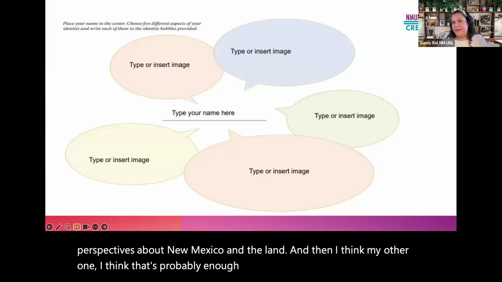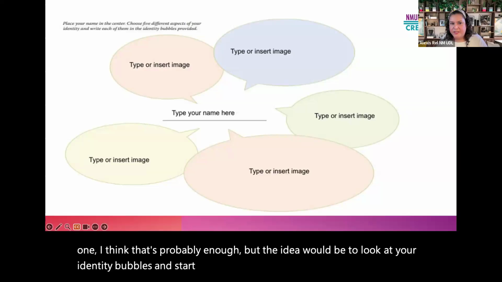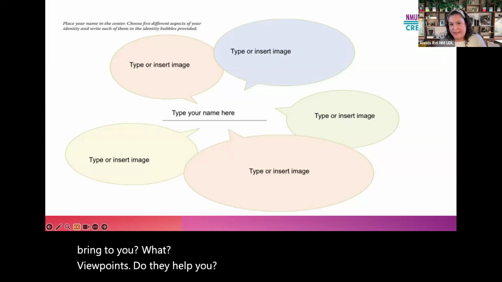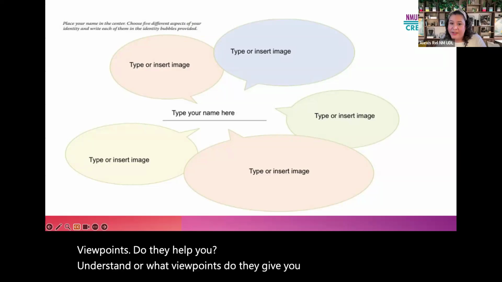But the idea would be to look at your identity bubbles and start to think to yourself, what experiences do they bring to you? What viewpoints do they help you understand, or what viewpoints do they give you because of your experiences?